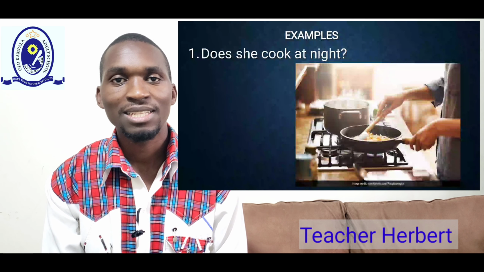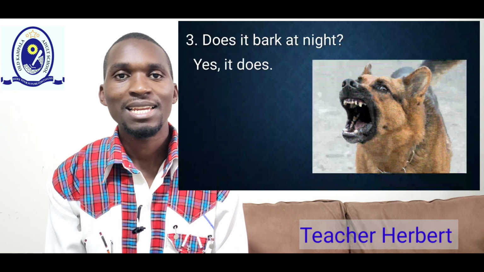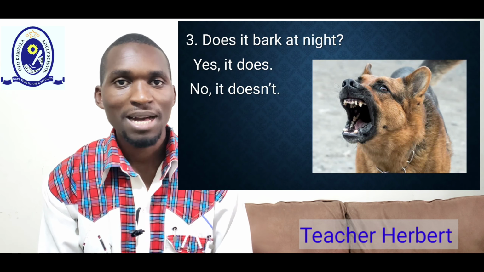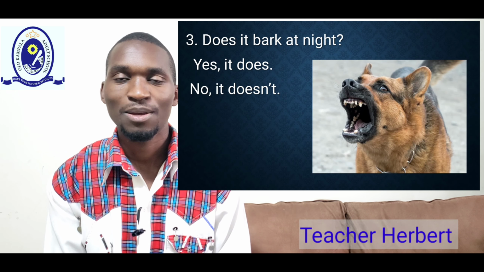For example, you can say, does she cook at night? Does she cook at night? Then your answer would be yes, she does, or no, she doesn't. You can also say, does he play football? Then you can say yes, he does, or no, he doesn't. I can ask, does it bark at night? Maybe I'm talking about the dog. Does it bark at night? Then you can say yes, it barks, or no, it doesn't.